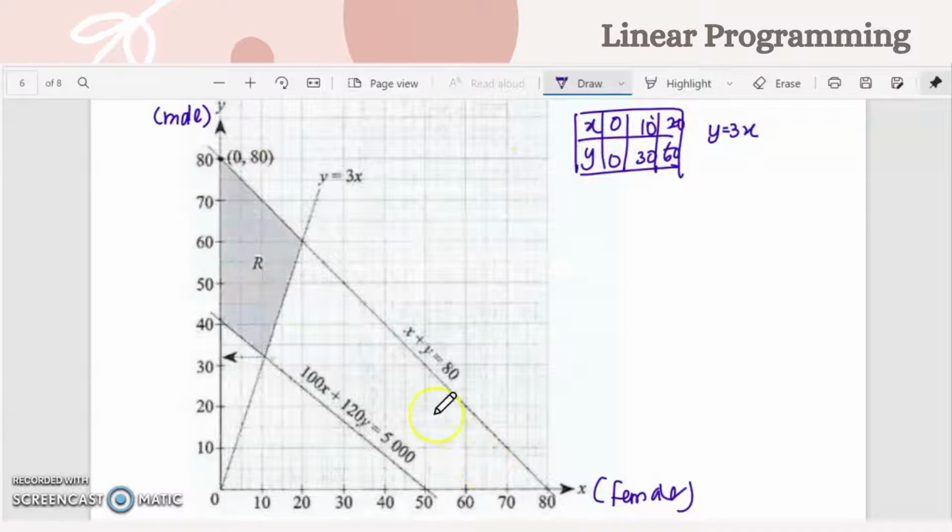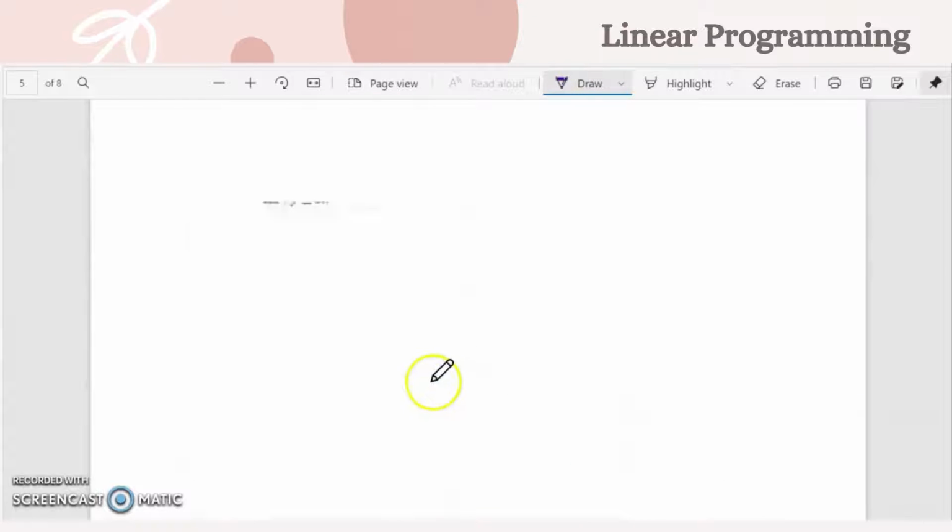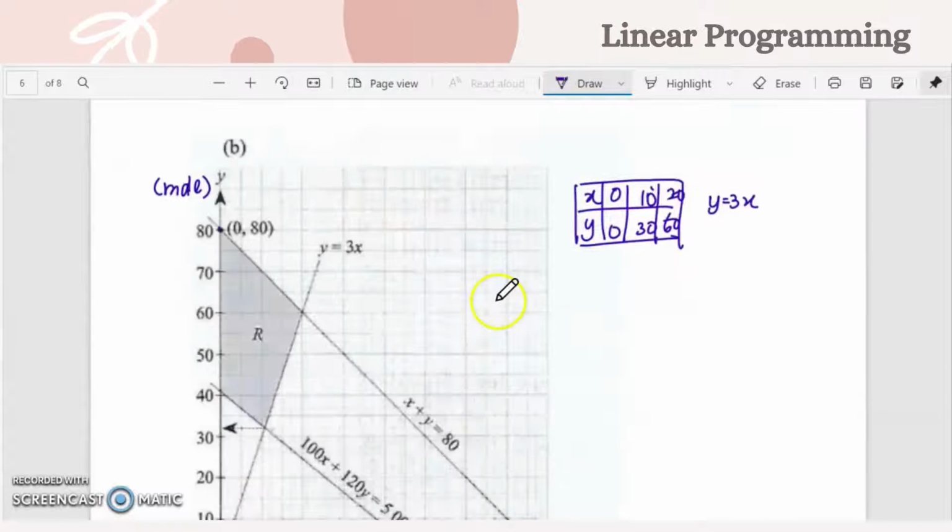Okay, and then also for X plus Y equal to 80, okay, choose any point. Biasa kita akan ambil ni lah, ujung dia. And then kita sambung. And then also 100X plus 120Y equal to 5,000. Okay, so after we draw the line, we can do the shaded region based on the inequalities.